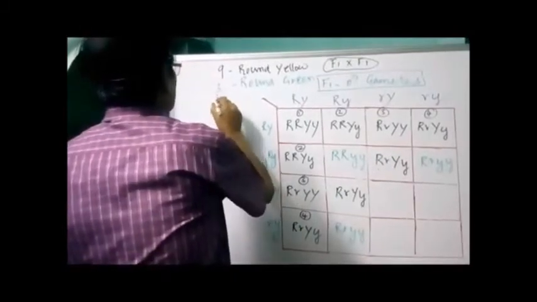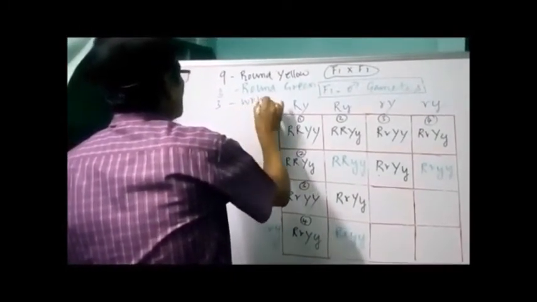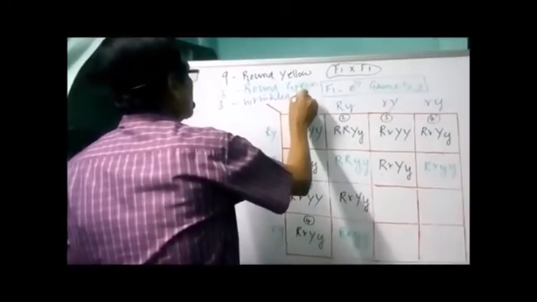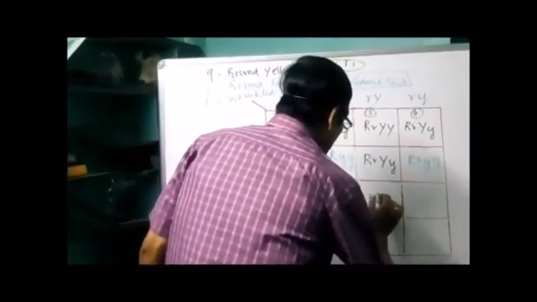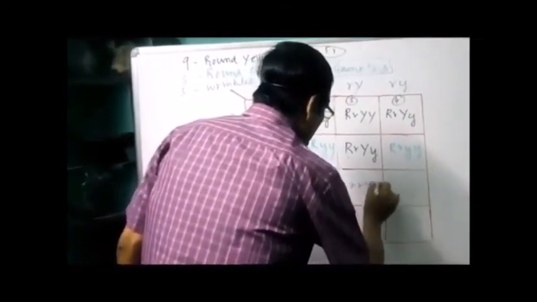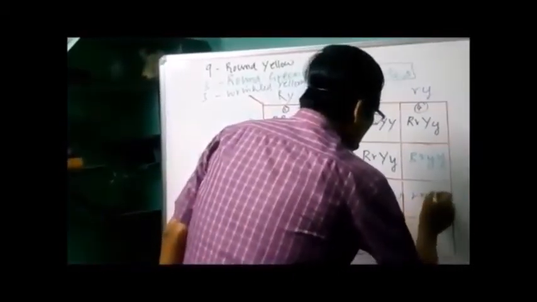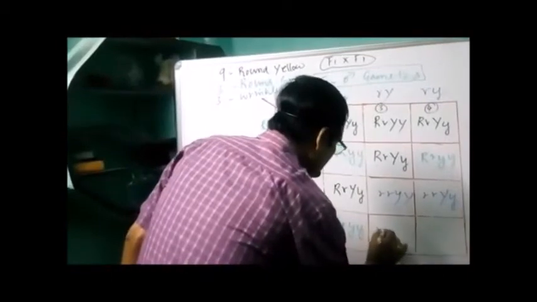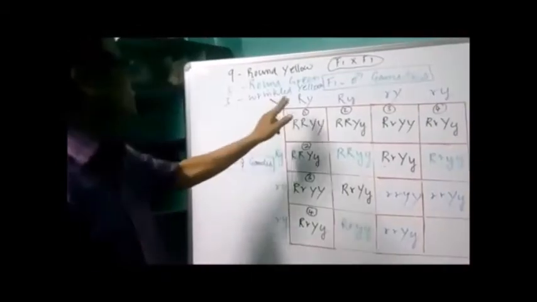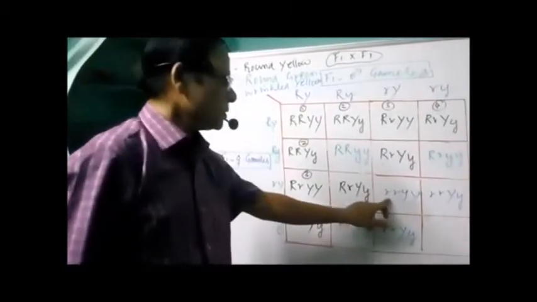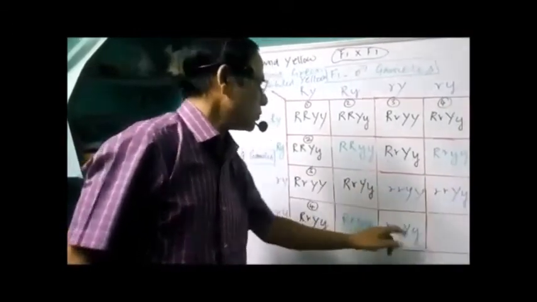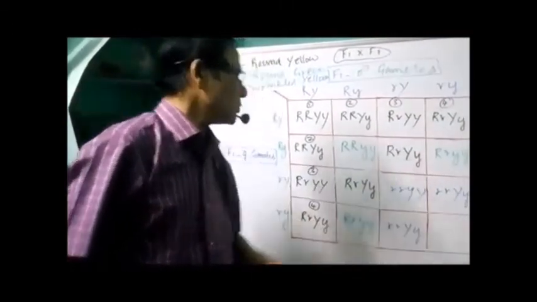Another combination we have is 3 wrinkled yellow. So we have the wrinkled character. This is wrinkled yellow, both the genes homozygous. Now here only one gene, small r, is homozygous and the other gene is heterozygous. These 3 represent the wrinkled yellow. Wrinkled necessarily, and yellow needs at least one dominant gene. Here 2 dominant genes, here at least one dominant gene is present.